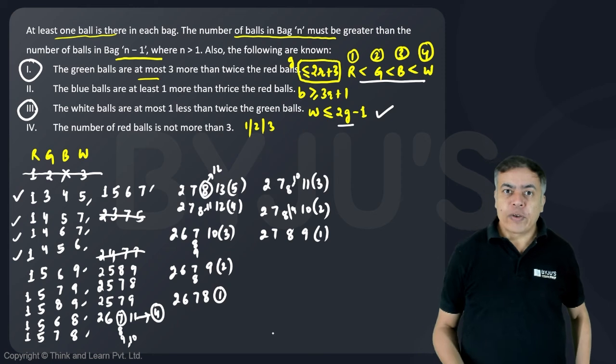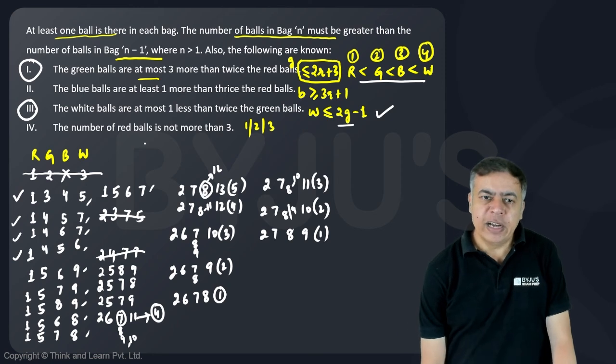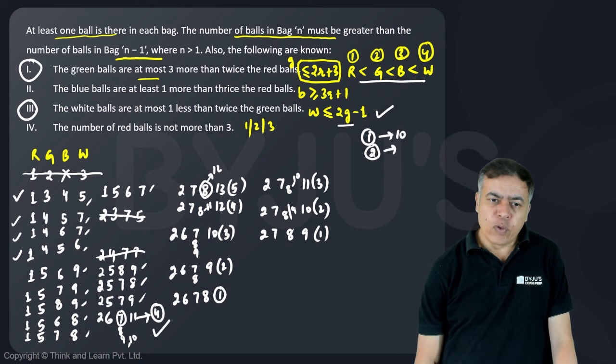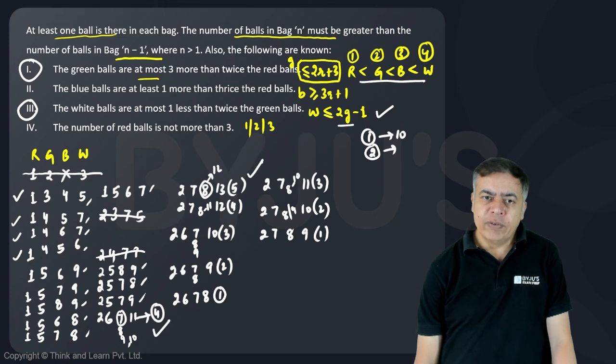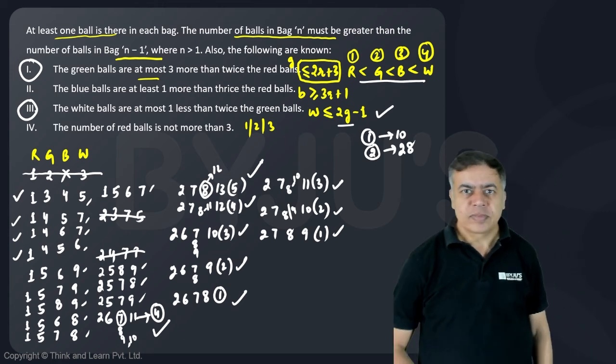So the total number of cases, when red is 1, the total number of cases were 10. Now when red is 2, here you can see 1, 2, 3, 4 cases: 3 and 4, 7; 7 and 5, 12; 12 and 4, 16; 16 and 3, 19; 19 and 2, 21; 21 and 6, 28. So we have 28 cases.